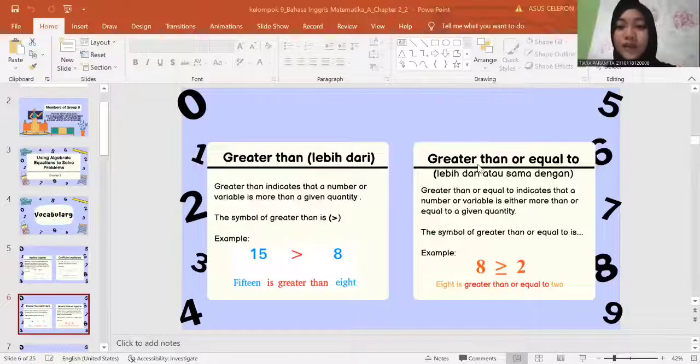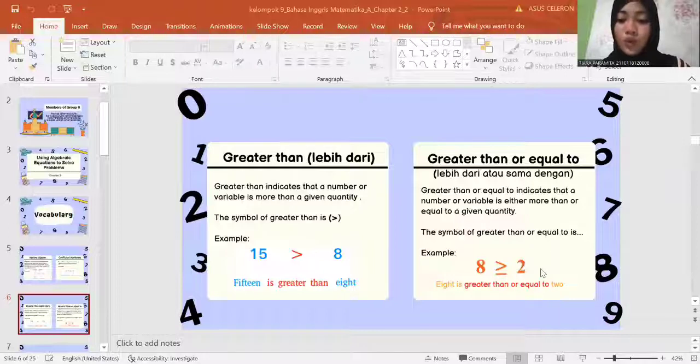Next, greater than or equal to. Greater than or equal to indicates that a number or variable is either more than or equal to a given quantity. This is the symbol for greater than or equal to. Example, 8 is greater than or equal to 2.